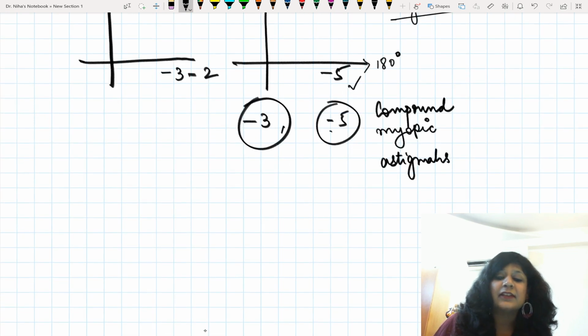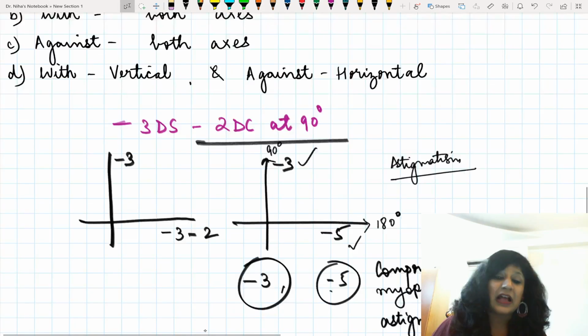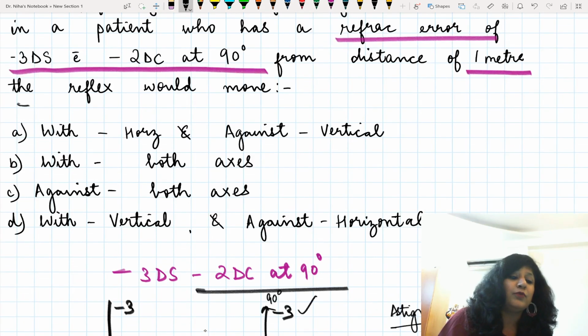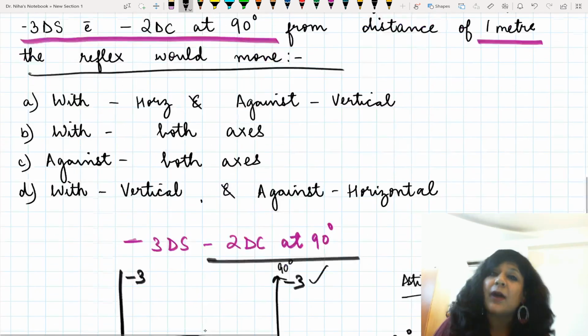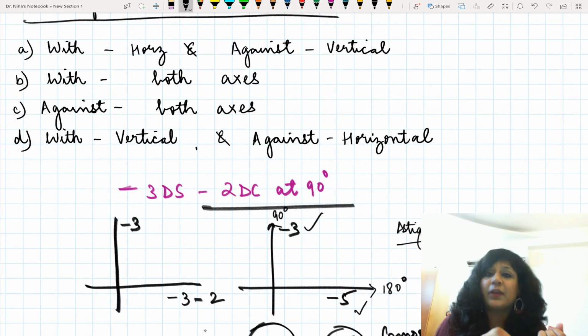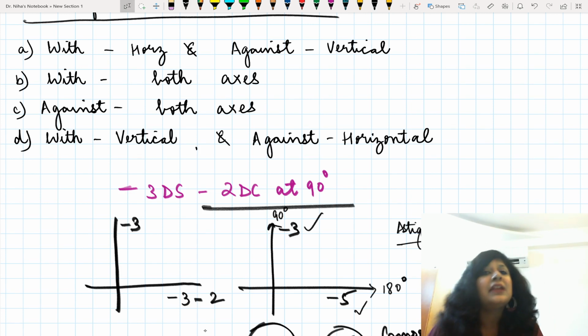But they are not asking this. They are asking what will be the movement of the reflex. So for the movement of the reflex, I should know the amount of the refractive error, whether it is myopia equal to 1 diopter, whether it is more than 1 diopter, whether it is less than 1 diopter, or it is hypermetropia or emmetropia.